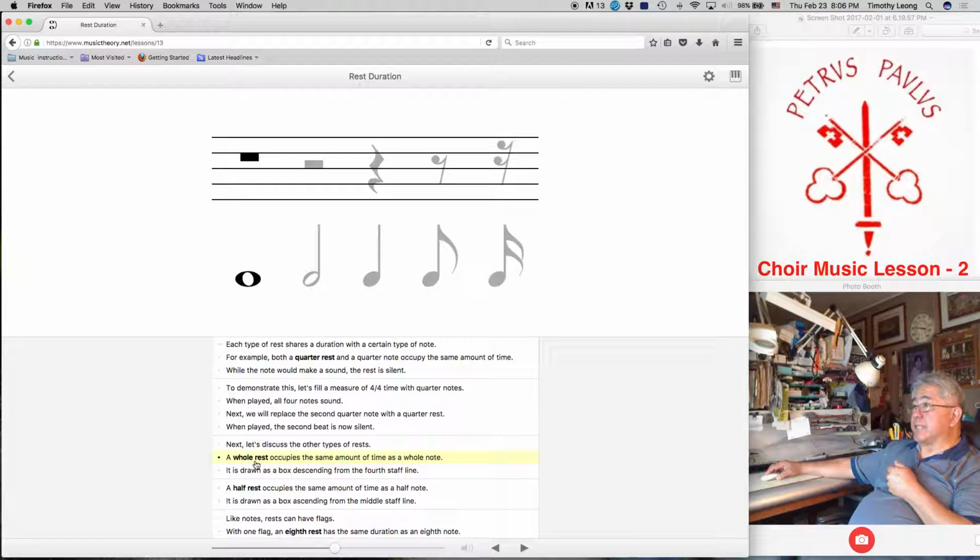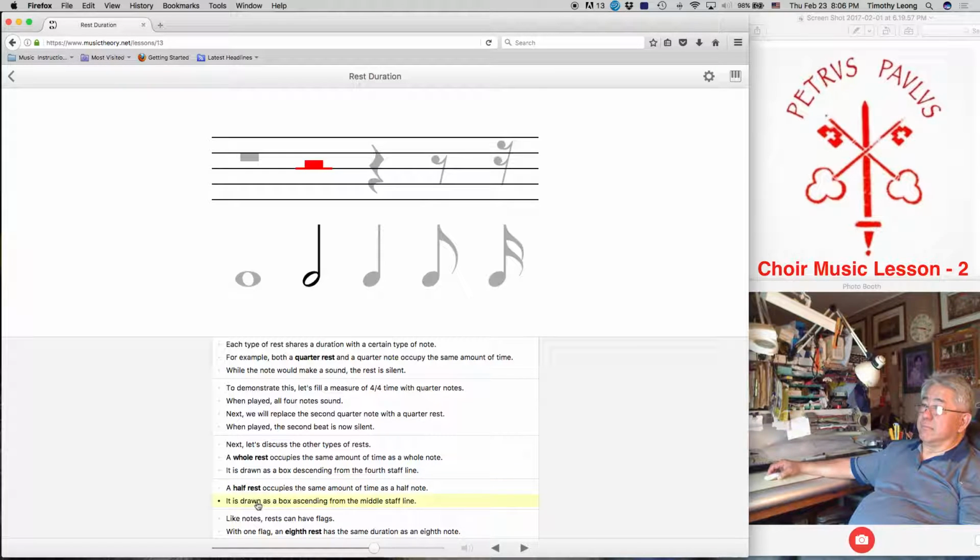The whole rest occupies the same amount of time as a whole note, or the duration of the bar. It's drawn like an upside down hat. The half rest is drawn on top of the line, and it looks like a hat. So you can call it a hat rest, but it's really a half rest. Okay?